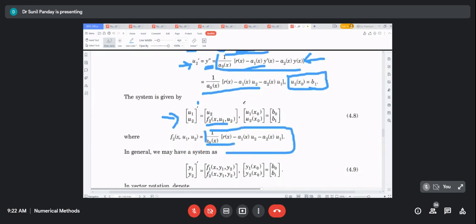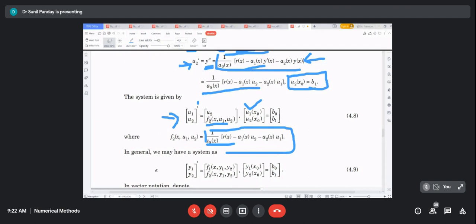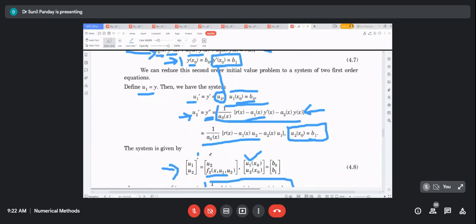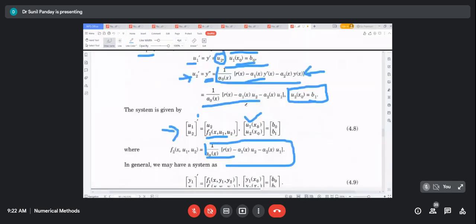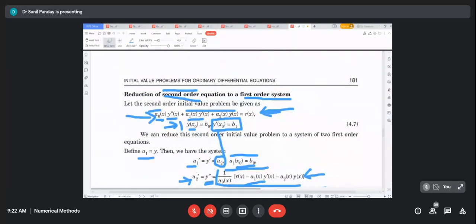and with this as the initial condition. This is the initial condition because here we have u1 at x naught equals b naught and u2 at x naught equals b1. And then we solve this linear system of first order differential equations in place of solving a second order differential equation. So we can reduce any nth order differential equation into a system of first order differential equations.